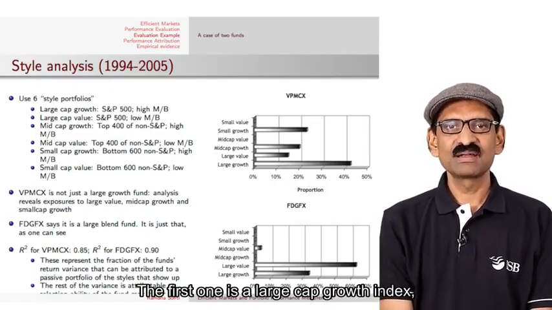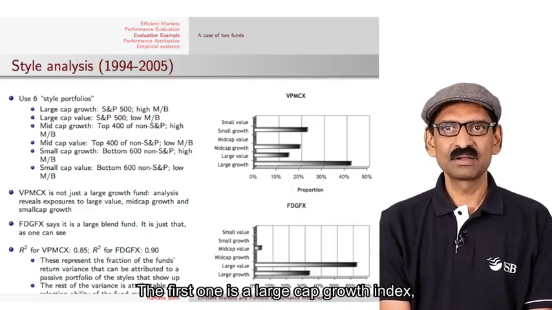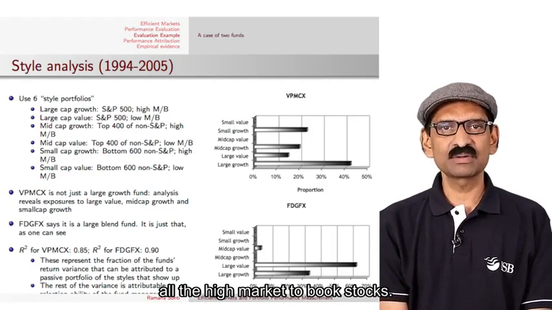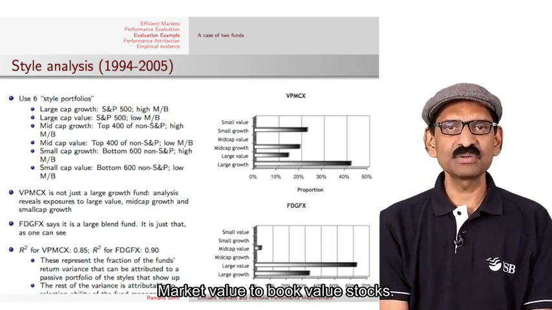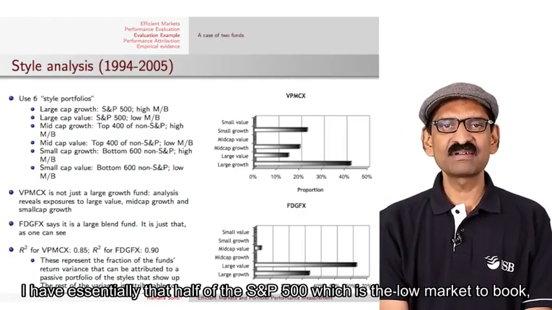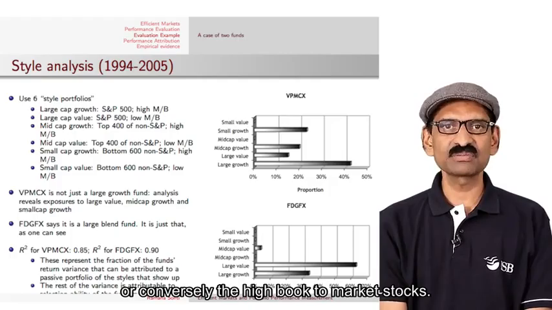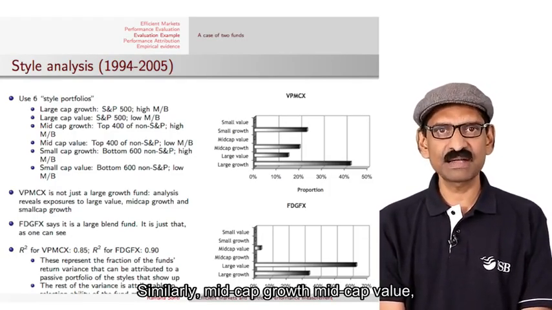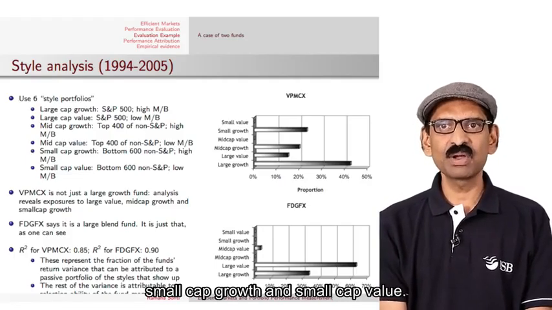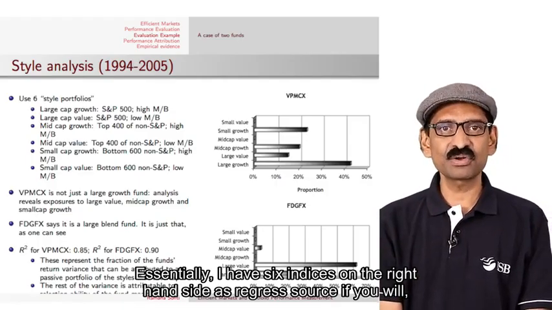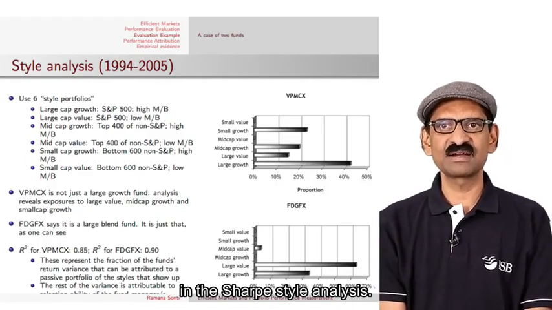So the first one is a large cap growth index, which is essentially within the S&P 500, all the high market to book stocks, market value to book value stocks. In the large cap value, I have essentially that half of the S&P 500, which is the low market to book, or conversely the high book to market stocks. Similarly, mid-cap growth, mid-cap value, small-cap growth, and small-cap value. Essentially, I have 6 indices on the right-hand side as regressors, if you will, in the Sharpe style analysis.